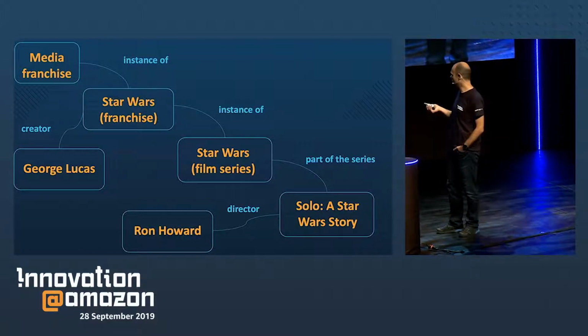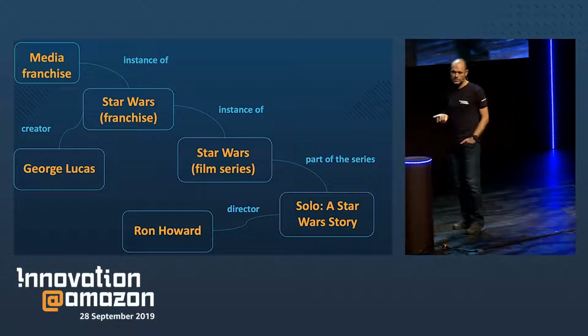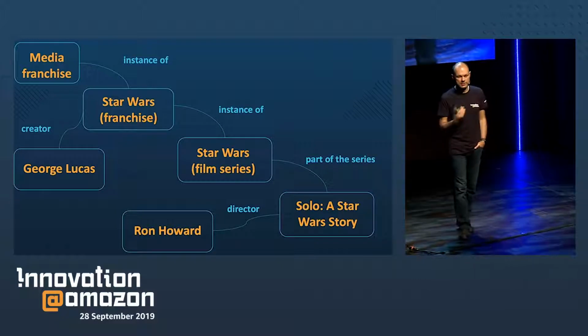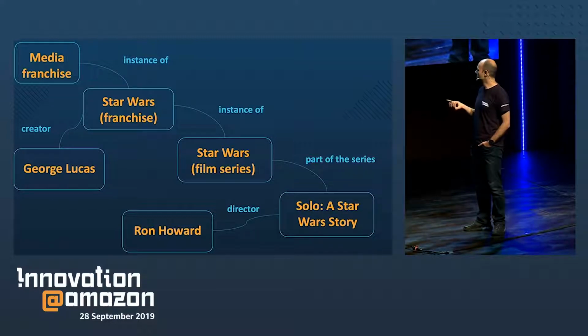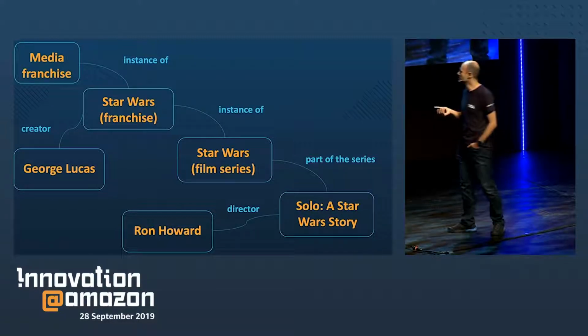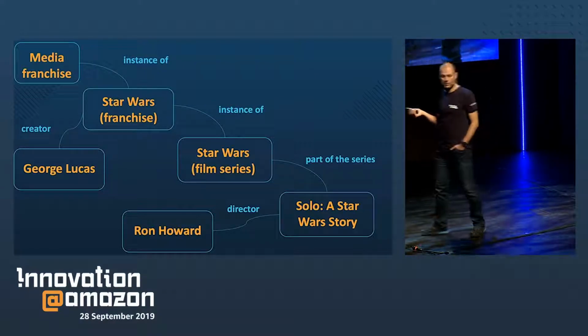You have the Solo, the film that you were talking about, as another entity here. There are edges between these two. We call these relationships, which express what kind of relationship these two entities have. So for example, Solo: A Star Wars Story is a film which is part of a series of Star Wars film series. The same way, Ron Howard is the director of the Star Wars film.